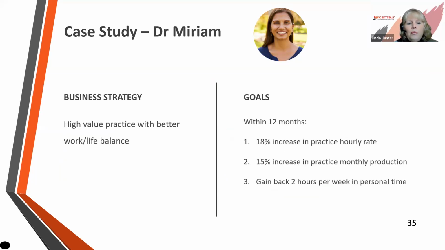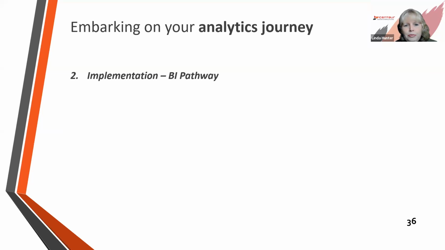So from this, we found that her business strategy was a high value practice with a better work-life balance. Then she set a goal. She said within the next 12 months, she would like to see an 18% increase in her practice hourly rate. She would also like to see a 15% increase in her monthly practice production. And she would also like to gain back 2 hours per week in personal time. So how do we go about that one, Sean?